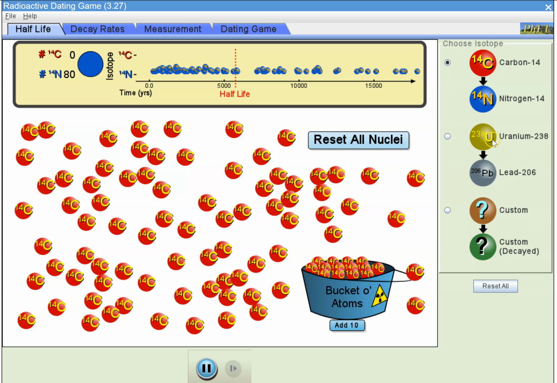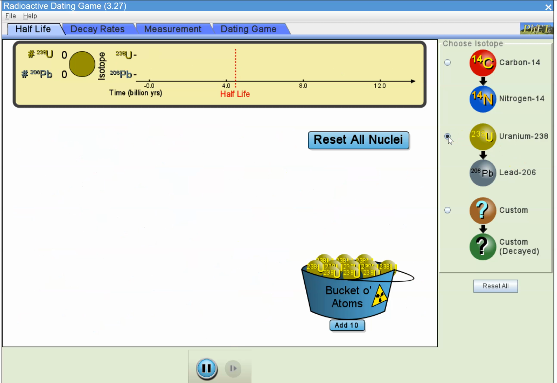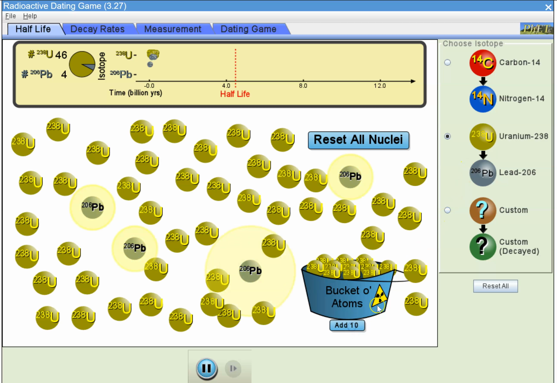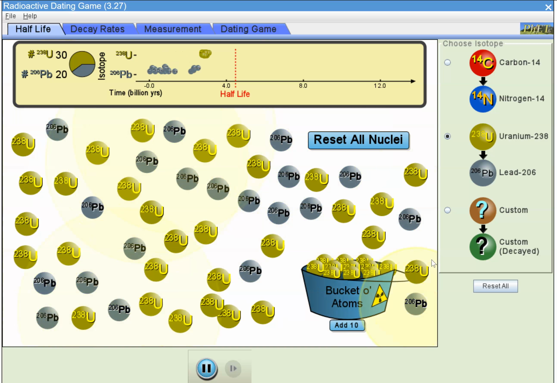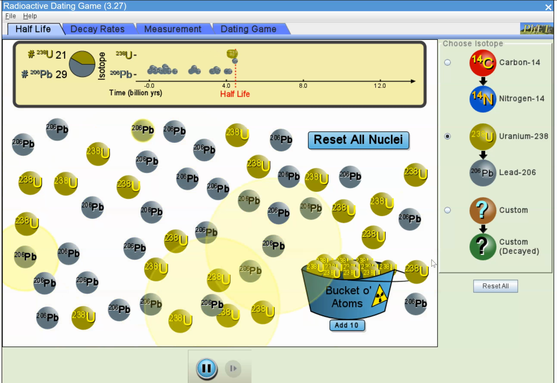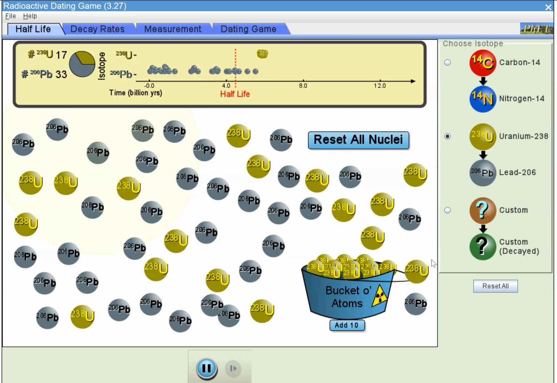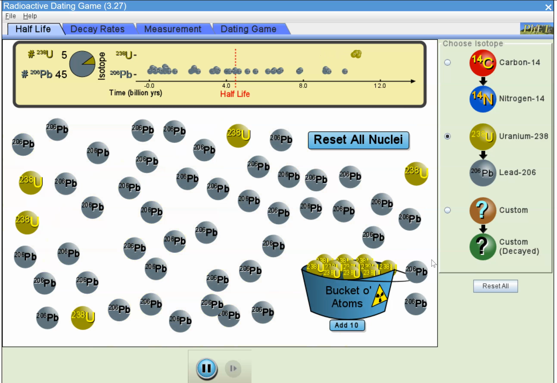Okay, and then we'll do a reset. And this next one I'll do with the uranium to lead reaction. So let's add a bunch and we'll observe what happens. And then I encourage you, as this is finishing up, to pause and go answer the question under part 1 of your worksheet.